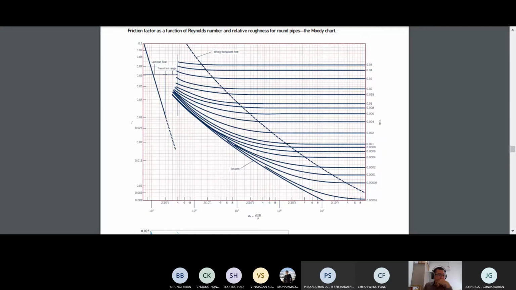Okay, now what is the equation for Reynolds number, Joshua? It's rho V d over mu. What is the formula for Reynolds number?